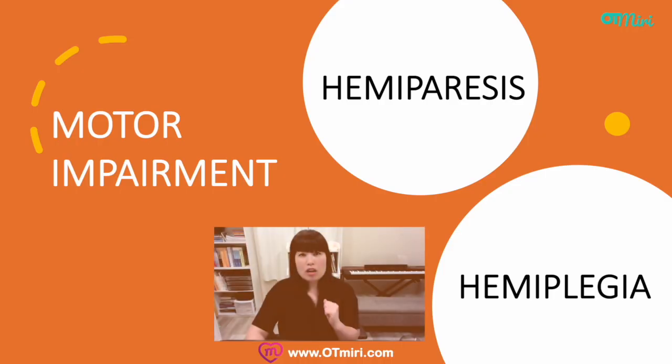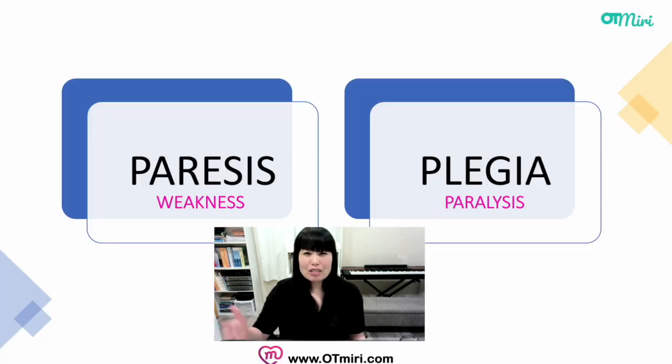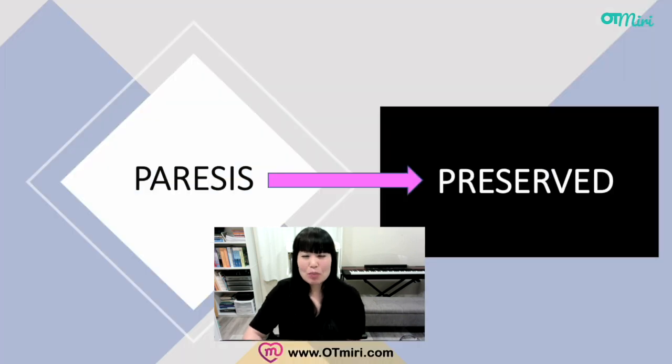So to start, let's first go through motor impairment, which can present with hemiparesis or hemiplegia. Now, paresis refers to weakness and plegia refers to paralysis. So the impairment can range from a mild weakness to a complete paralysis. And one way I like to remember paresis is by associating the word paresis with preserved.